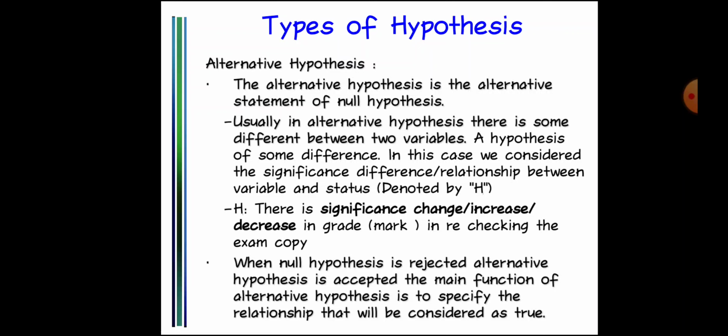When the null hypothesis is rejected, the alternative hypothesis is accepted. The main function of the alternative hypothesis is to specify the relationship that will be considered as true.